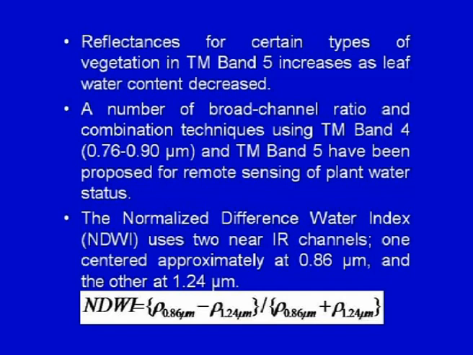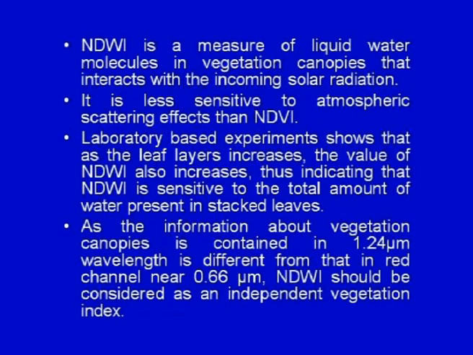A number of broad channel ratios and combination techniques using TM band 4, that is between 0.76 and 0.9 micrometers, and TM band 5 have been proposed for remote sensing of plant water status. The normalized difference water index uses two IR channels, one centered at approximately 0.86 micrometers and the other at 1.24 micrometers. Based on this, the NDWI relationship has been developed, which is similar to NDVI, wherein we take the difference of these two wavelength brightness values divided by the sum of these two wavelength values. It is found that NDWI is a measure of liquid water molecules in vegetation canopies that interact with incoming solar radiation. It is less sensitive to atmospheric scattering effects than NDVI.